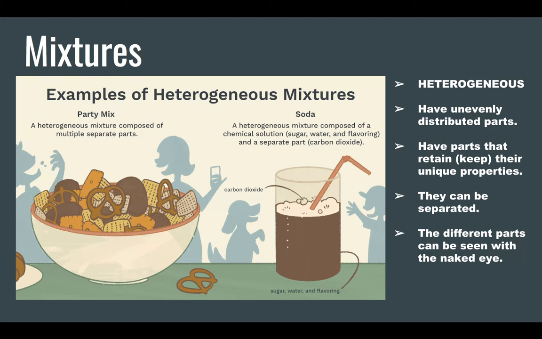Most scientists just call those mixtures. So we're going to call a heterogeneous mixture a mixture. The parts are unevenly mixed, and because of that, they keep their properties. Take a look at that bowl of Chex Mix. The pieces are unevenly mixed and they keep their properties. The pretzel looks like a pretzel and the Cheez-It still looks like a Cheez-It. That's a mixture. We could easily separate them and we can see all the different pieces with the naked eye.